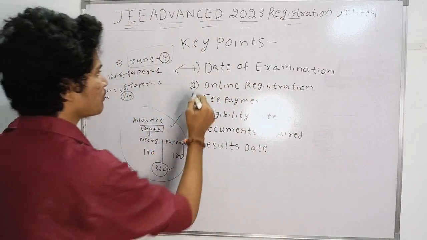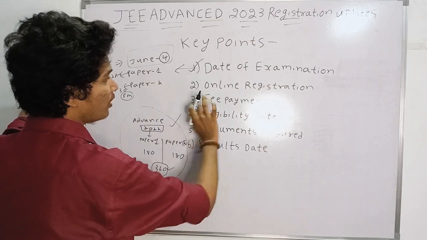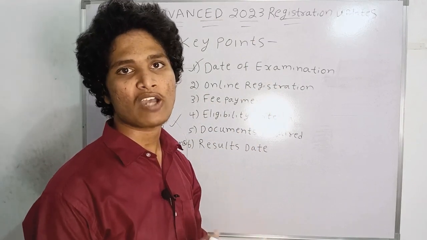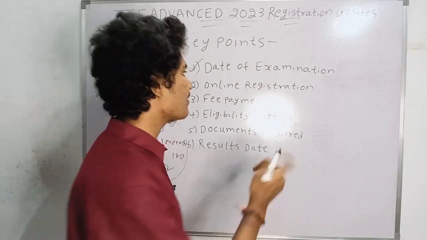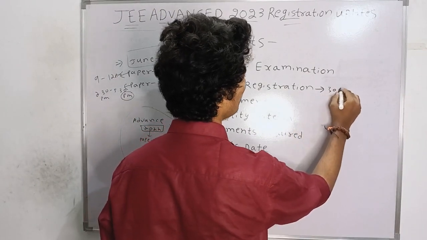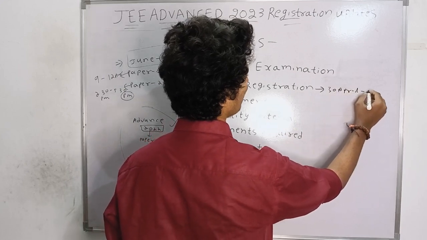The first one is completed, and the second one is online registration. When is the registration going to happen? I already said the JEE Advanced committee has already released the form, so you can fill in the form. They have given the dates like this: 30 April to 7th May.